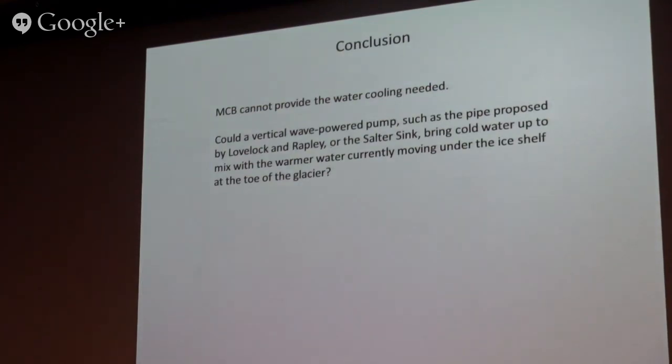That we might be able, this was really proposed as an MCD idea, I don't think it has anything to do with MCD, but it might be plausible to take these pipes that have been proposed for upwelling, either the one proposed by Lovelock and Rapley or the Salter Sink, and essentially do a mechanical intervention where we can bring cold surface water back up under the toe of the glacier and arrest what otherwise is now considered inevitable, long-term, but inevitable collapse of the ice.